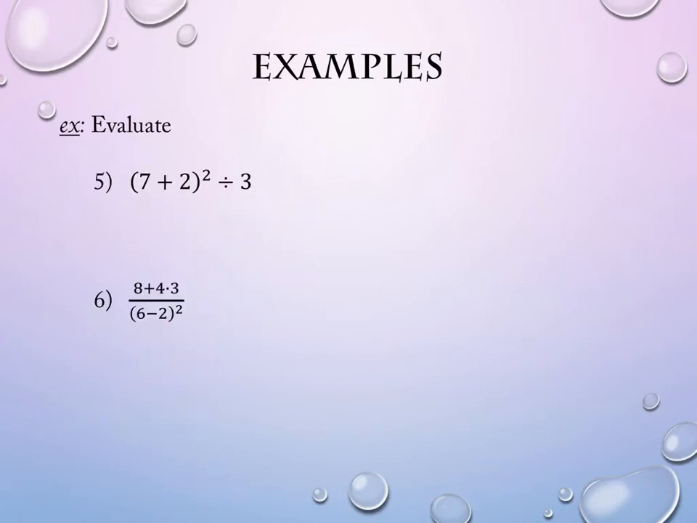Number 5. What will we do first? The addition that's in the parentheses. It feels funny to say we're doing addition first, right? But it's because it's in the parentheses. 7 plus 2 is 9. So now this is the same as 9 squared divided by 3. What will we do next? The squaring. 81. I have 81 now divided by 3. It's 27. Very good.